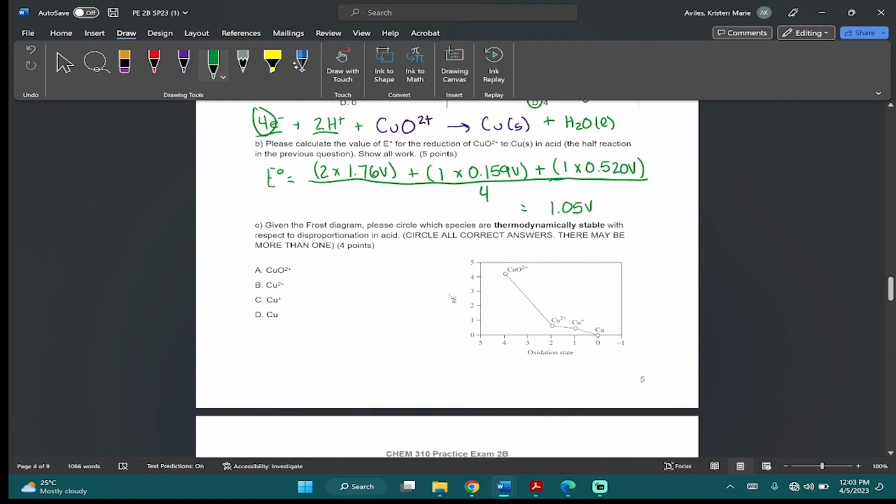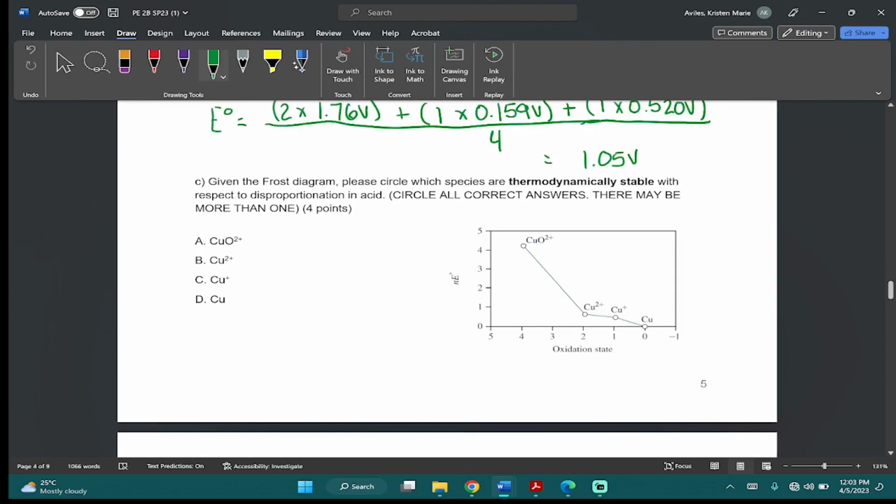All right. Now Frost diagrams. So Frost diagrams go hand in hand with Latimer diagrams. They just plot the same information. Here, they want to know which ones are thermodynamically stable with respect to disproportionation in acid. So disproportionation is the spontaneous oxidation and reduction of a species. So oftentimes we talk about this with H2O2 because we can get O2 and H2O. H2O2 typically does disproportionation reactions, so oxidized and reduced at the same time.